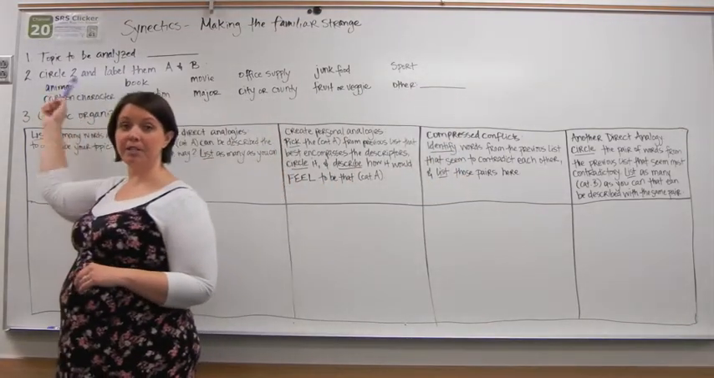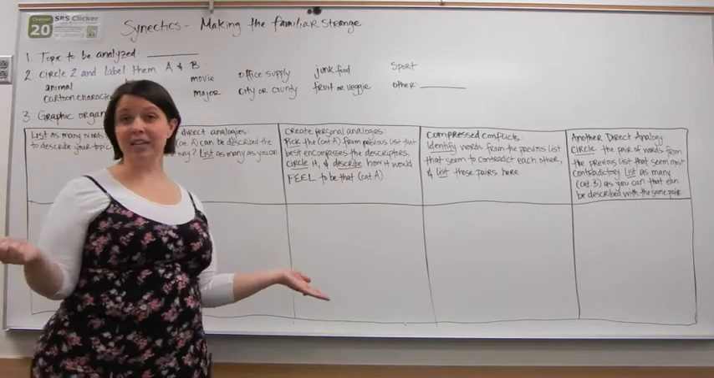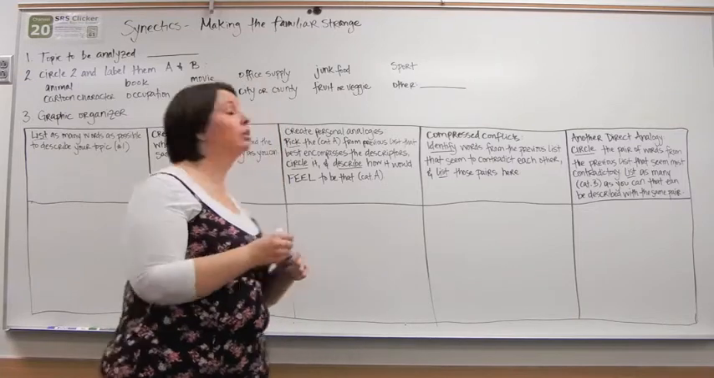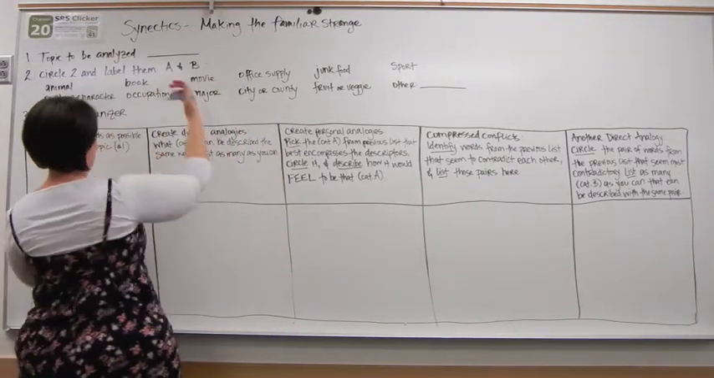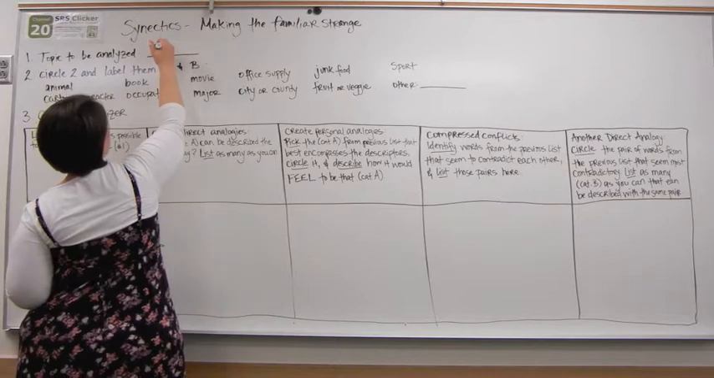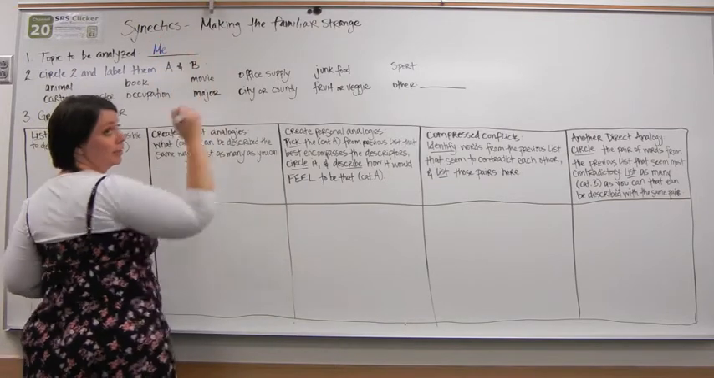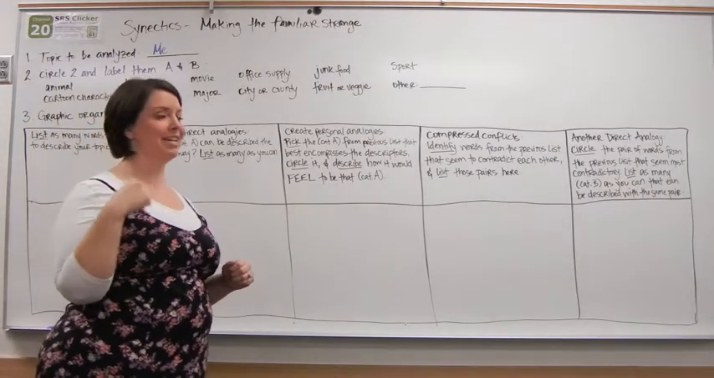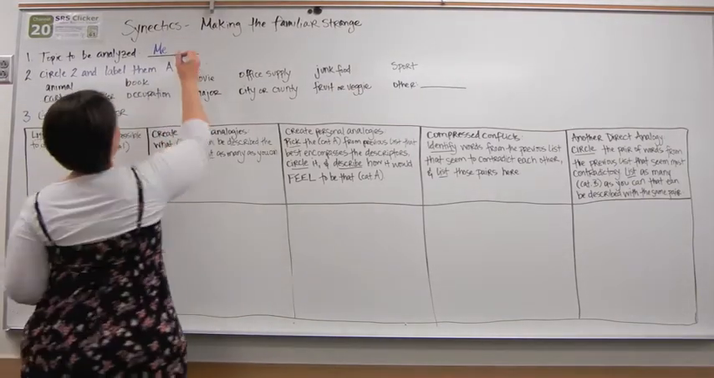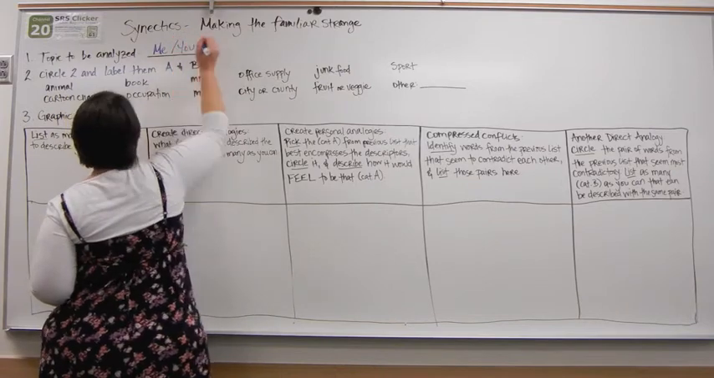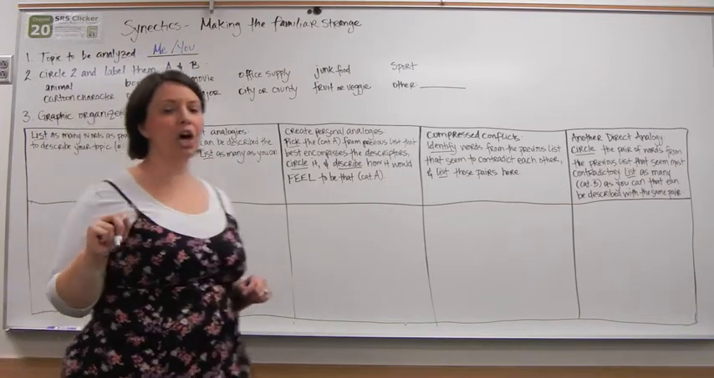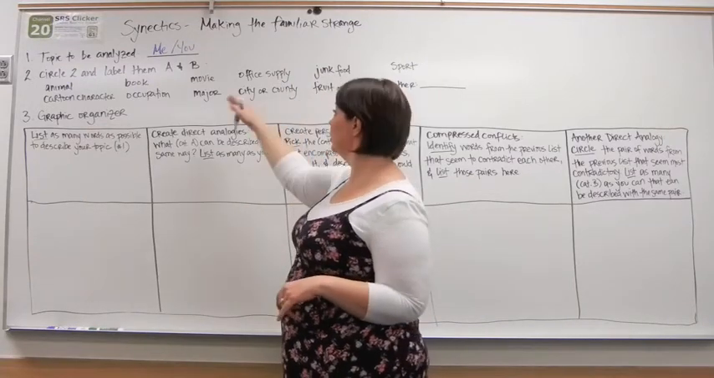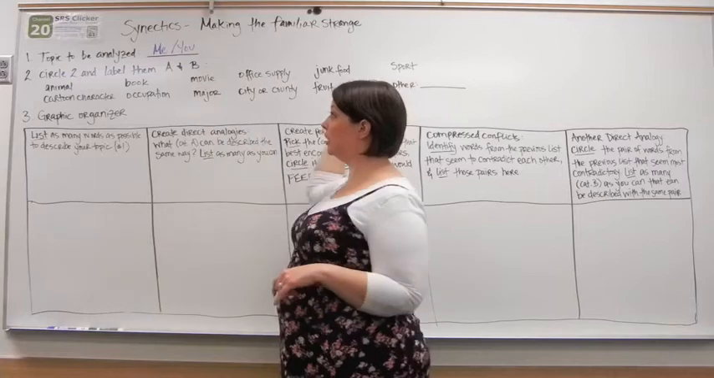Number one, topic to be analyzed. So what we're analyzing today is ourselves. So you. So for me, I'm writing me. The topic to be analyzed is me. And you can also write me, but when you write me, you're meaning you, not me. Hope that makes sense, okay? So me or you.